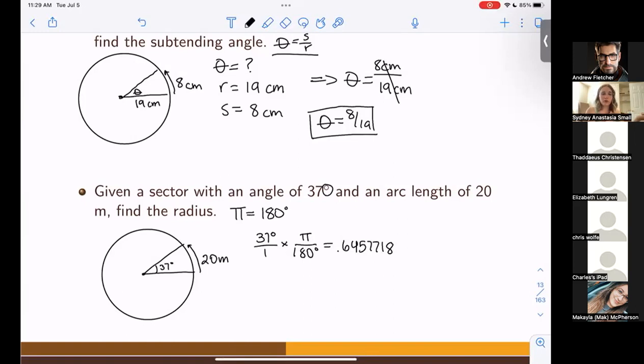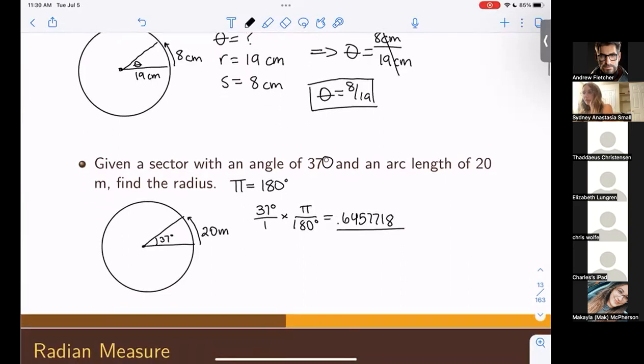These kinds of problems are where it's extremely helpful to have a calculator with memory, so you don't have to work with rounding or rounding error. You can just type this in the calculator and then leave it there and use that answer. But if you have to round, that's okay. So that is about how many radians are in 37 degrees.